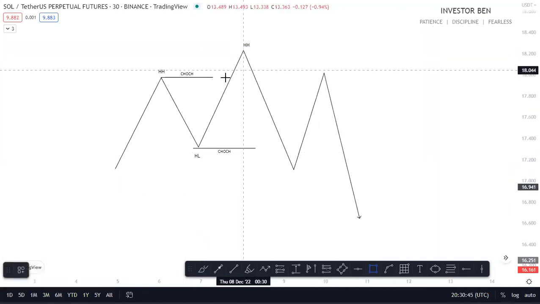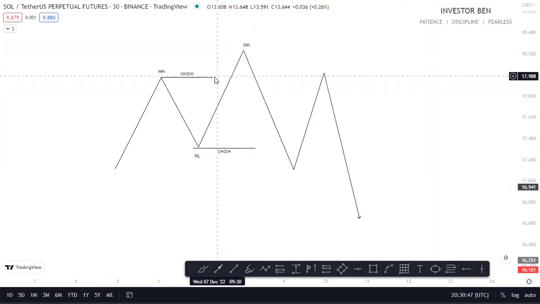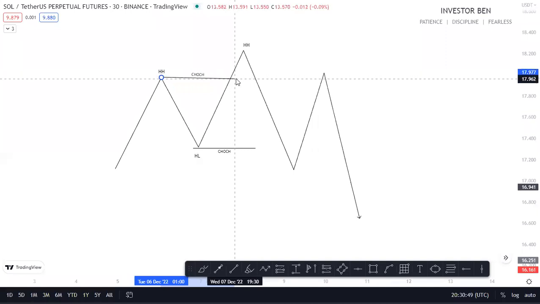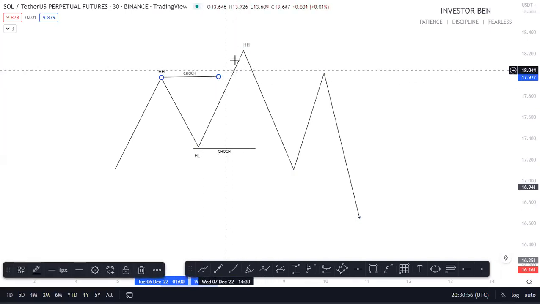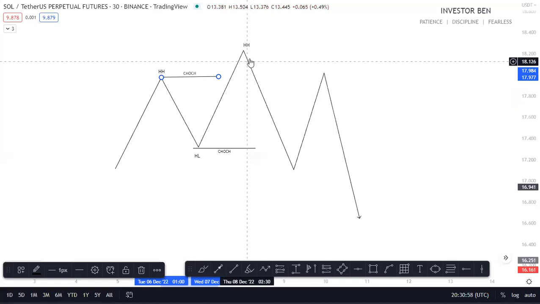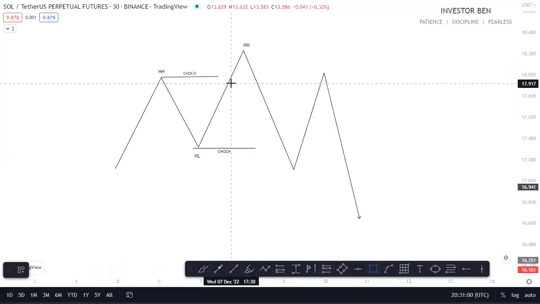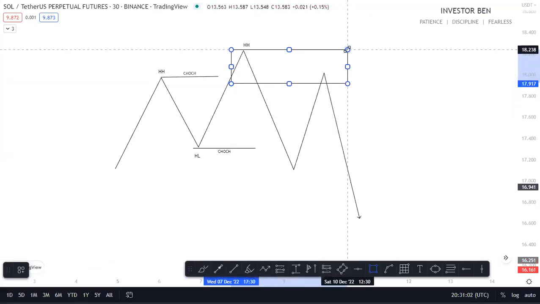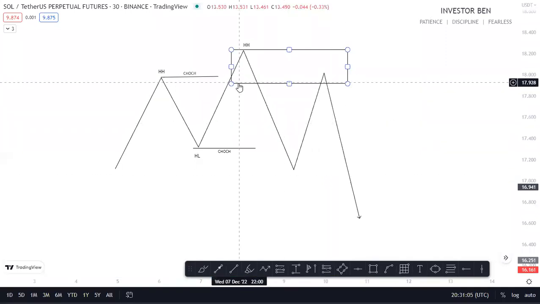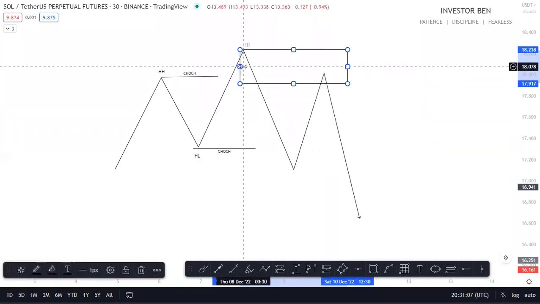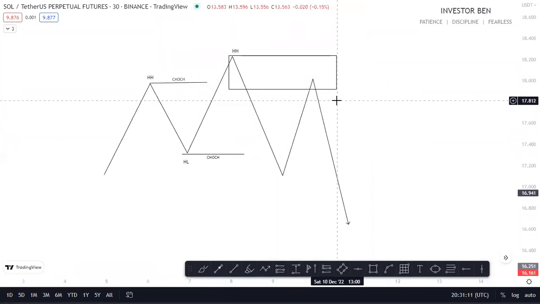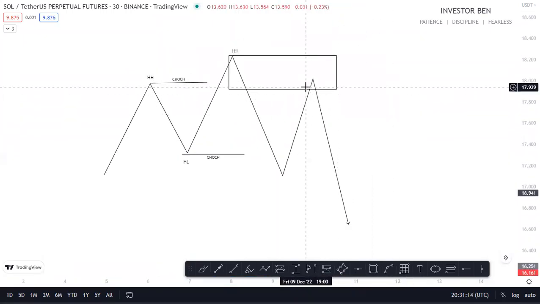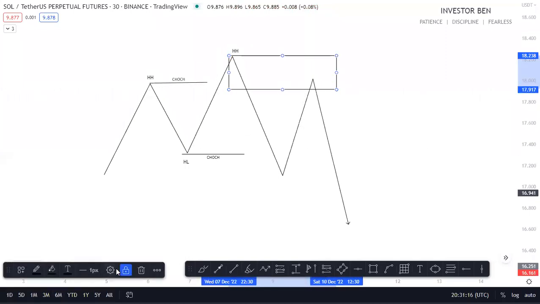Now, anytime a change of character forms, a change of character is usually price failing to create a new swing high and then breaking the low. Something like this. You would see another block here, a valid supply zone to sell the market from. This will be the POI you're going to be looking out for to sell this market. Here is your supply zone.